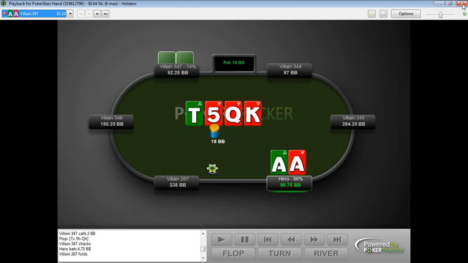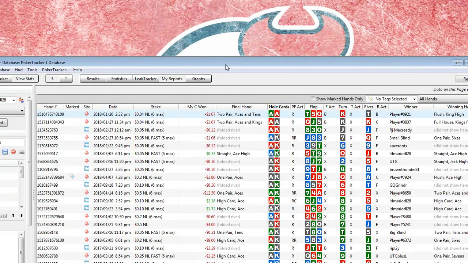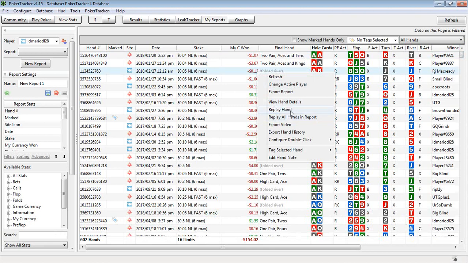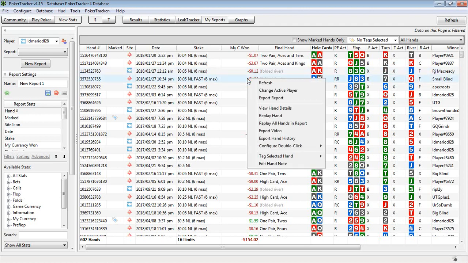Let's take a look at another one. So let's not harp on ace ace. We'll try and bounce around different hands. Let's see. Let's take a look at this one.